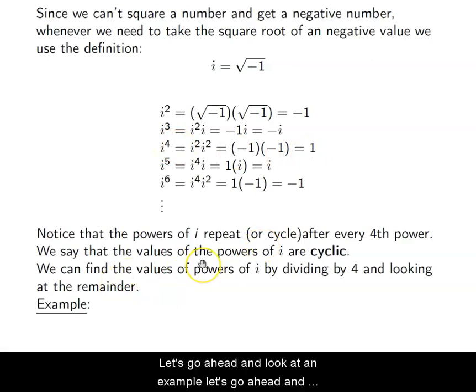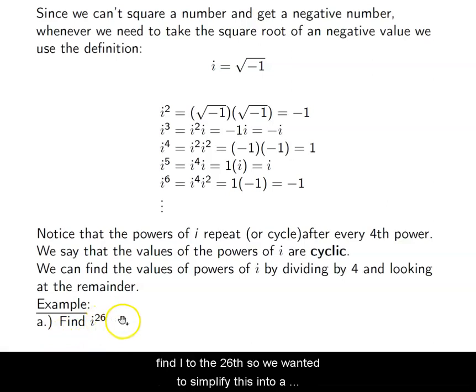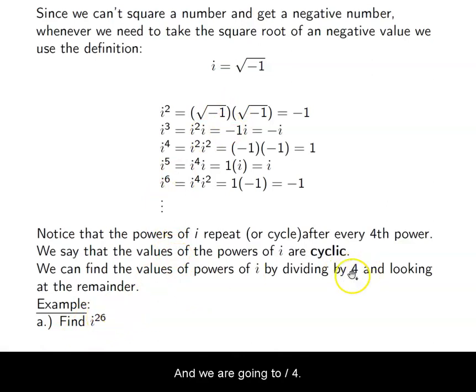So let's go ahead and look at an example. Let's go ahead and find i to the 26th. So we want to simplify this into a single value of i with either a negative or a positive value. Okay, so what we're going to do is take 26 and divide it by 4, right? So 26 divided by 4.